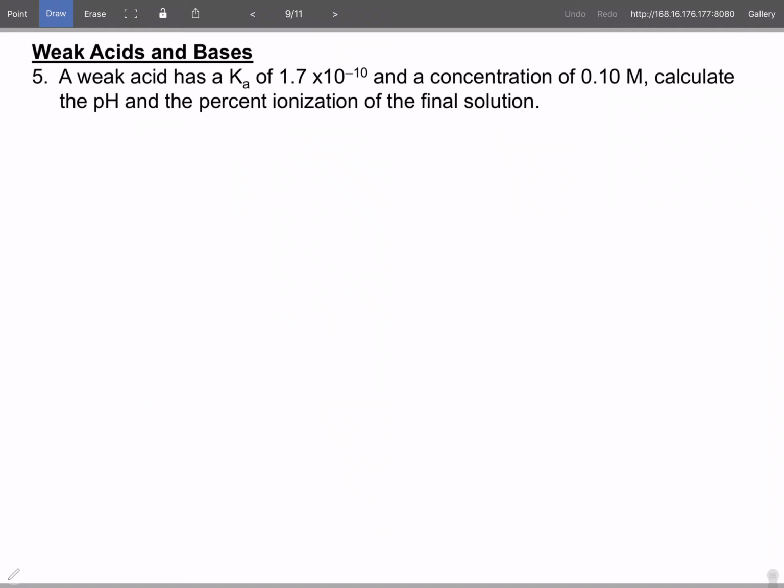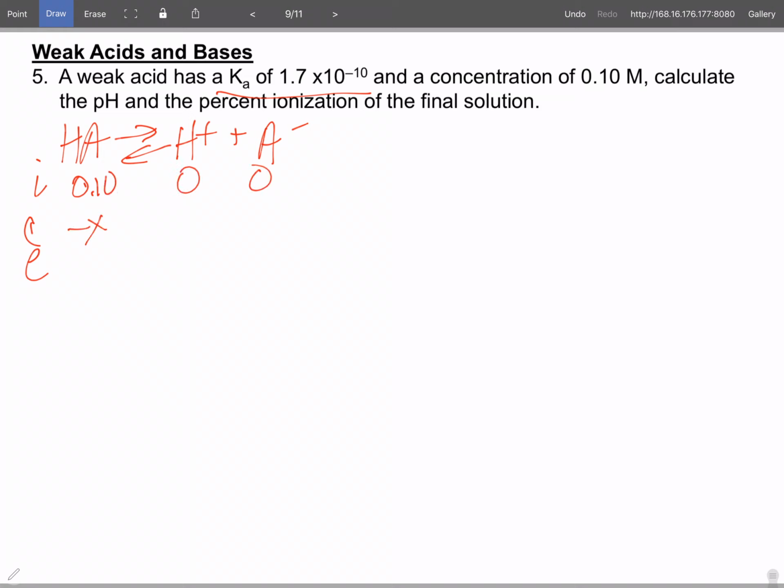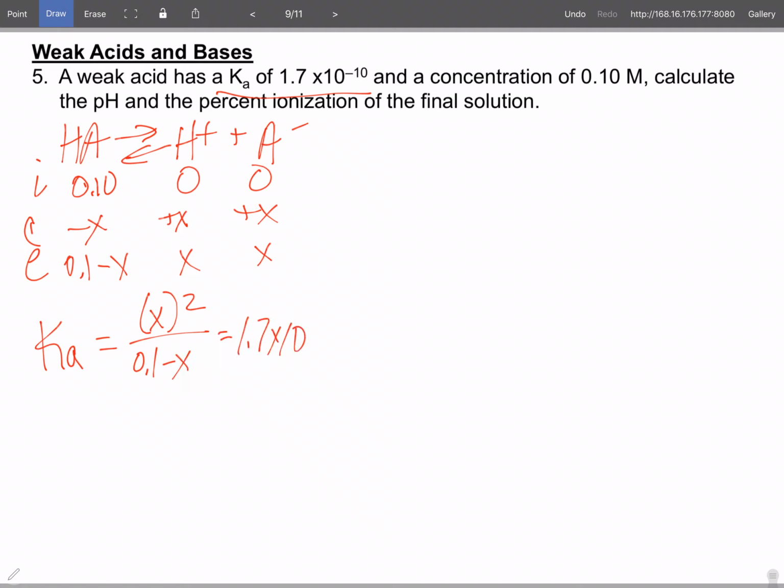Alright, a weak acid has a Ka and a concentration of 0.1 molar. Calculate the pH and the percent ionization. I don't know what the weak acid is, so we're just going to go with our generic weak acid, HA, dissociating into H plus and A minus. So again, it's an ICE table. Our Ka value is given. We have an initial concentration of 0.1. So this is 0, 0, minus X, plus X, plus X, 0.1 minus X, X, and X. That means my Ka value is going to be equal to X squared divided by 0.1 minus X. And we know our Ka value is 1.7 times 10 to the minus 10th.